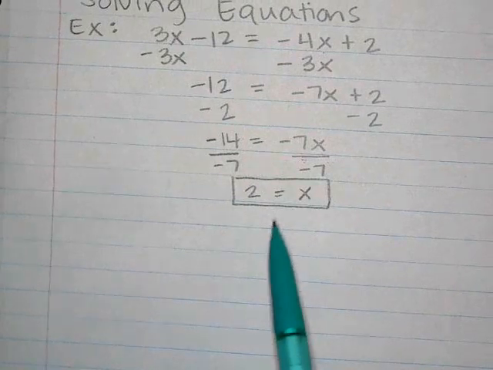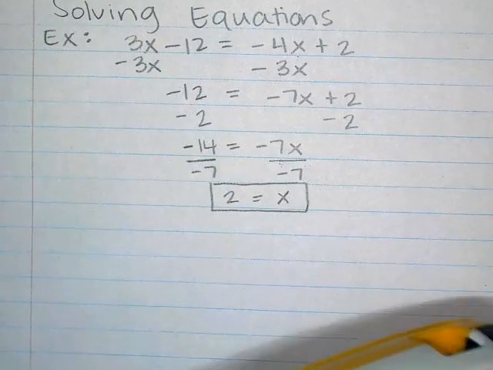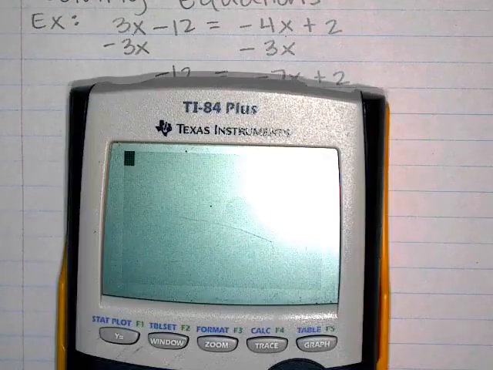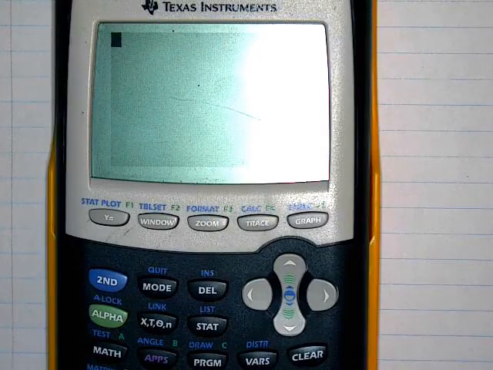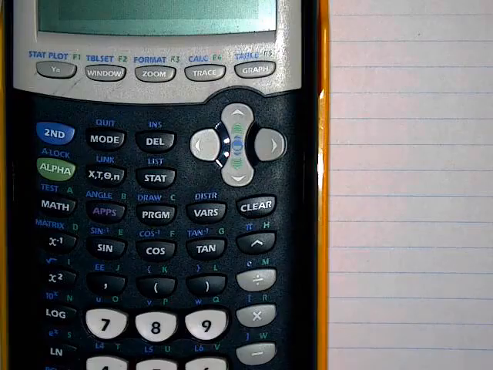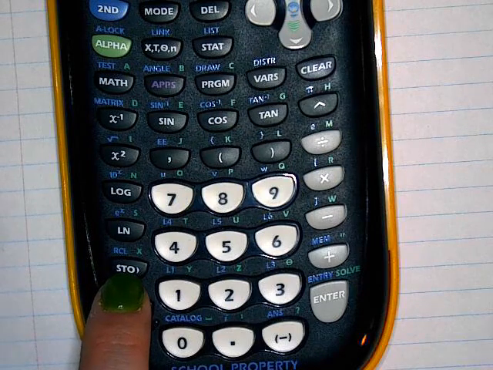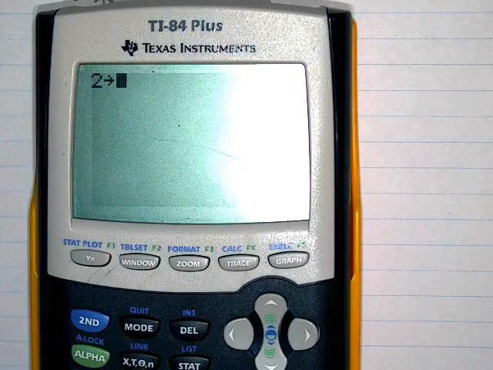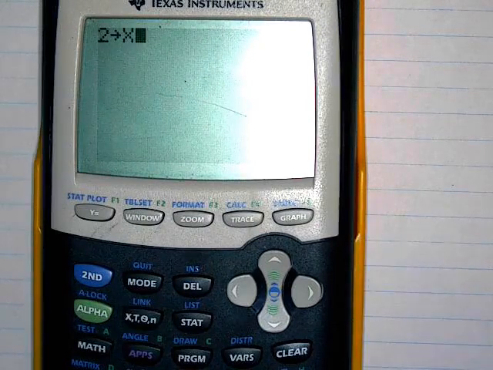All right, so x equals 2. If you want to check your answer, I'm going to show you guys how you can check them in the calculator. So what we can do is we can take the answer and plug it in for x. So I like to store it as x. I'm going to type the 2, and then the store button is right here, STO. So I'm going to hit 2 and then store, and then I'm going to tell the calculator to store it as x, and the x button is right up here. So 2, store it as x.